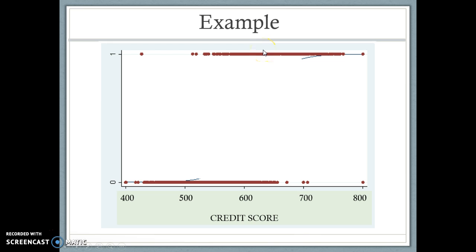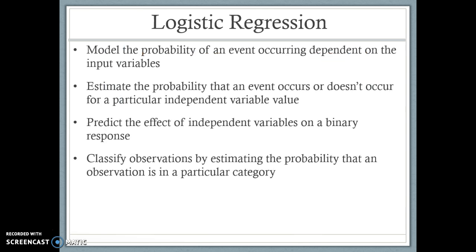That wouldn't represent it. We'd have a lot of error associated. We'd have a large sum of squared errors. So we wouldn't be able to use a linear relationship. So we have to figure out a different relationship, and that is that logistic regression relationship.